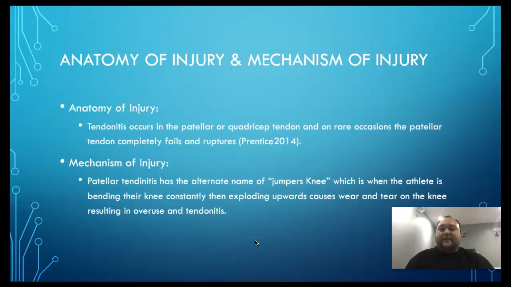Anatomy of injury. Tendonitis occurs in the patellar or quadricep tendon, and on rare occasions the patellar tendon completely fails and ruptures. Mechanism of injury. Patellar tendonitis has the alternate name of jumper's knee, which is when the athlete is bending their knee constantly, then exploding upwards, which causes wear and tear on the knee, resulting in overuse and tendonitis. For basketball purposes, jumping up for rebounds, jump shots, layups, can be overuse of the knee.